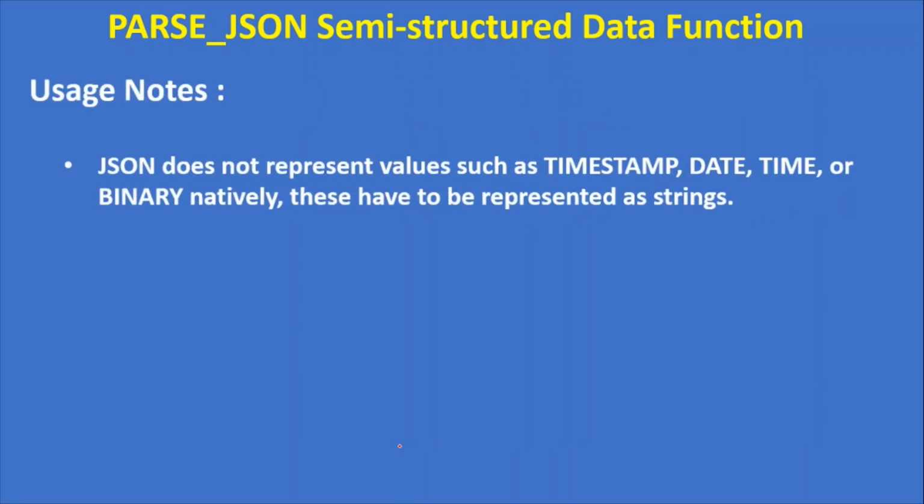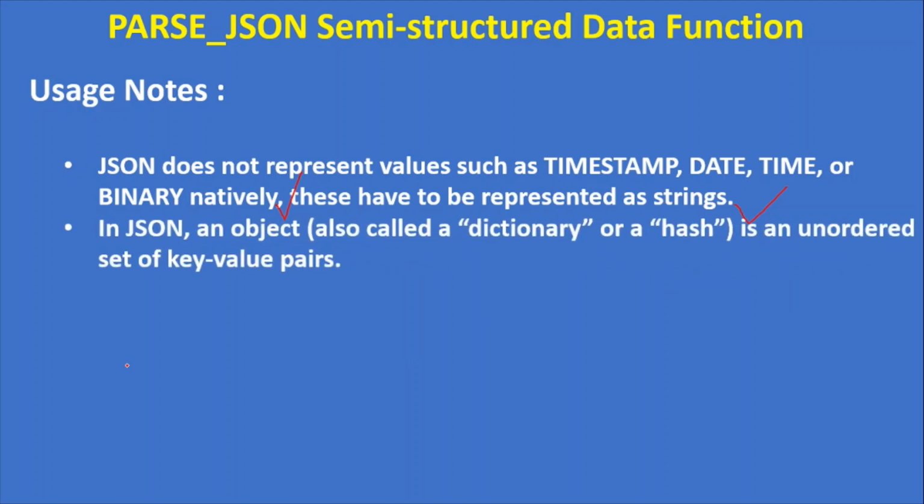JSON doesn't represent values such as timestamp, date, time, or binary natively. Please note that JSON doesn't represent these values natively. These have to be represented as strings only. So whenever you pass timestamp, date or time values, like suppose 2021-07-02, that value is considered a string only. It's not a timestamp or date time.